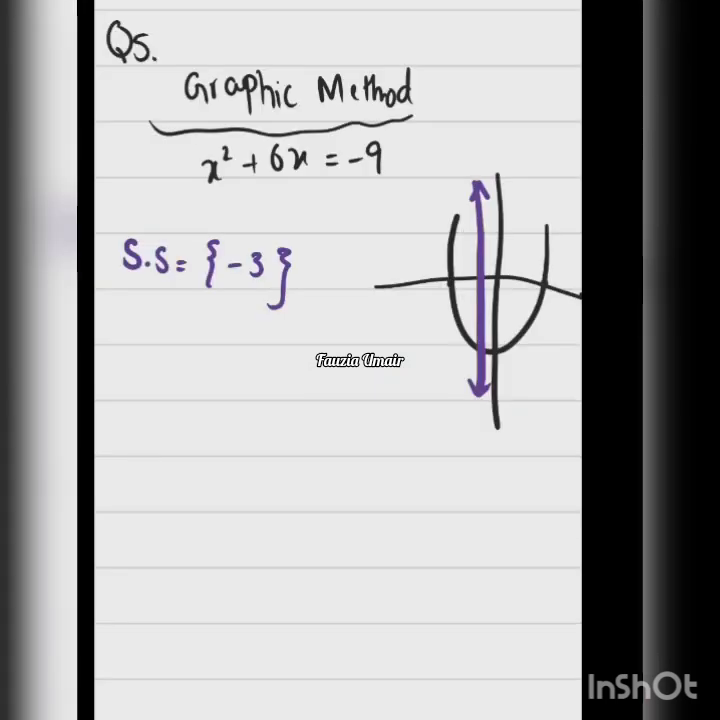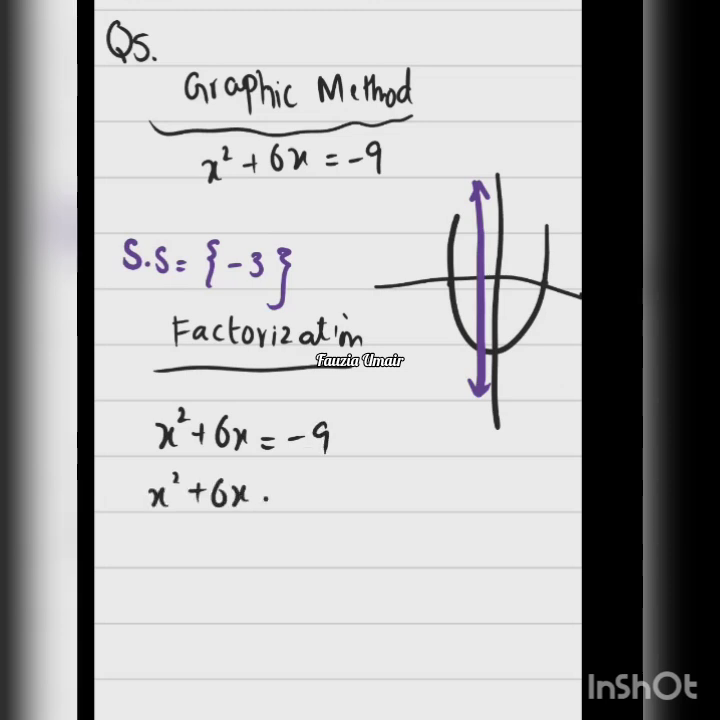So from the graphical method, I got this answer that x is equal to -3. X is having just one value. So now let's confirm it through the factorization method because they told us to do the factorization method also. So let's factorize it. So this is the equation x squared plus 6x is equal to -9. If I take this 9 on this side, so now we are going to do the factorization method.